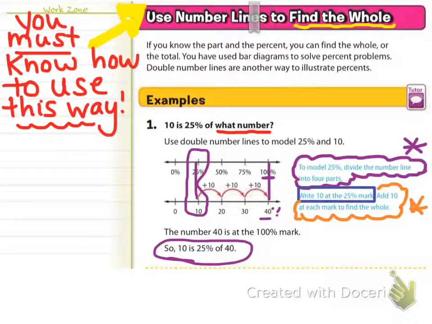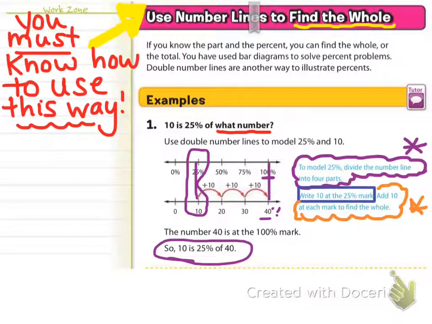And again, you see me already doing a lot of work with this problem and not able to fix it, so I'm going to walk through my steps here. Alright, this is one of the ways you have to know how to find the whole when you're working with percent. You have to be able to use these double number lines. If you look at example 1, it says 10 is 25% of what number?